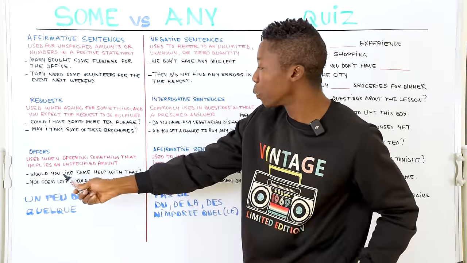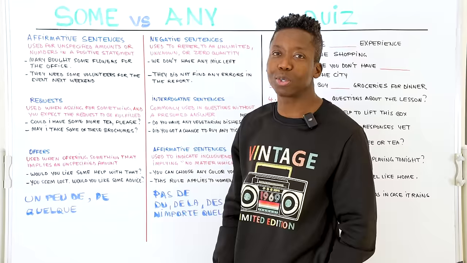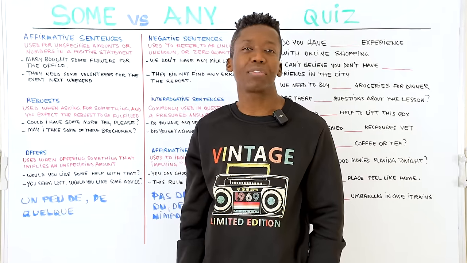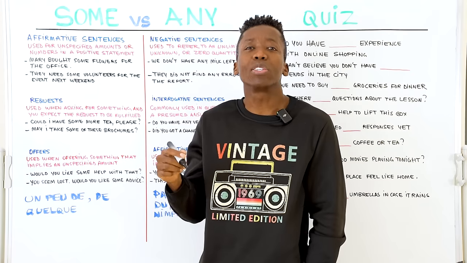All right, let's continue. You seem lost. Would you like some advice? Deux choses ici. You seem lost. Ça veut dire quoi? Tu as l'air d'être perdu. Peut-être que tu es en train de résoudre un problème et tu ne sais plus à quel saint te vouer.